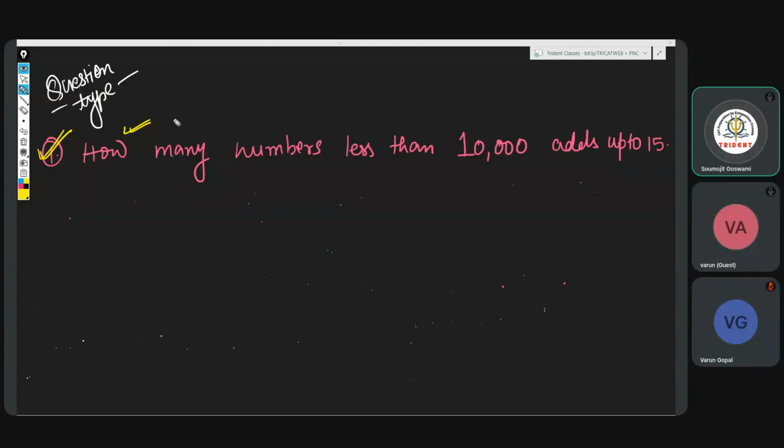Adds up to 15. What does that mean? They're talking about the digital sum, the sum of the digits. They're not talking about all the numbers that add up to 10,000 or anything. They are saying the numbers should be less than 10,000. That means the individual numbers.